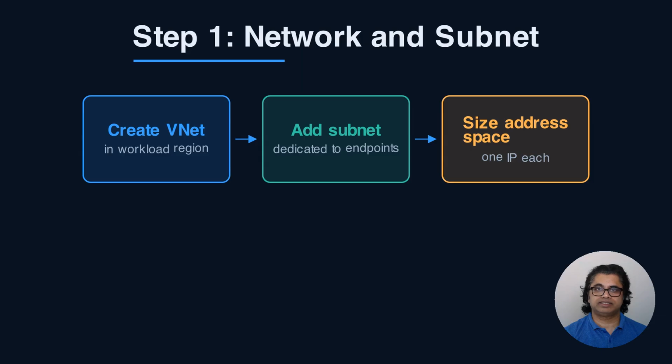Make sure the subnet has enough address space. Each private endpoint consumes one IP. Keep the VNet in the same region as the workload that consumes it to avoid cross-region hops.